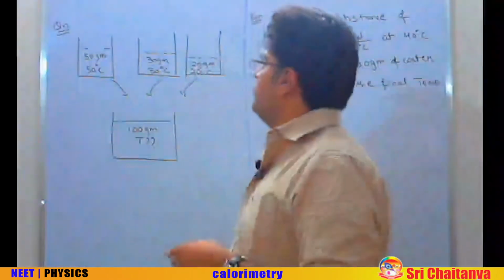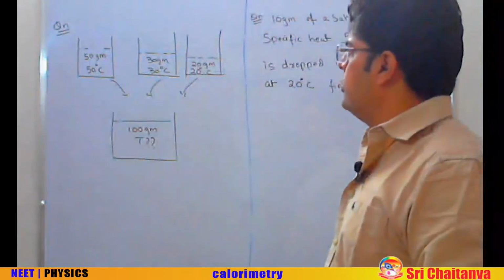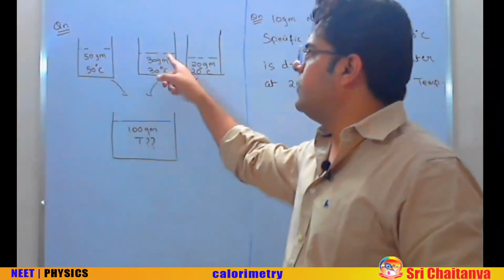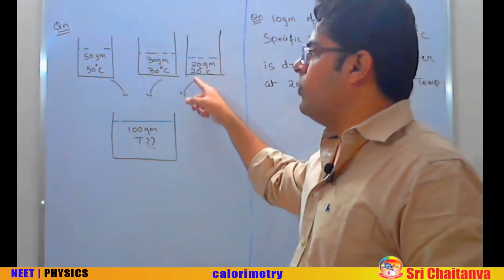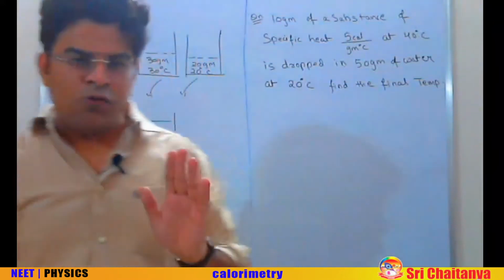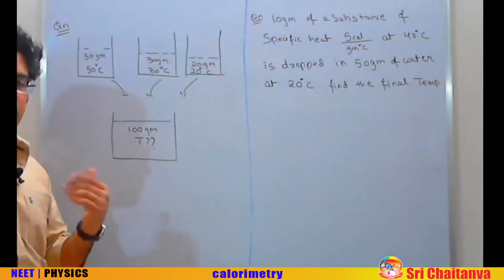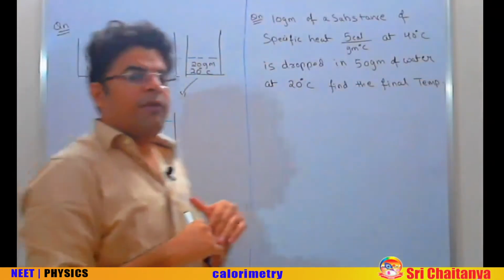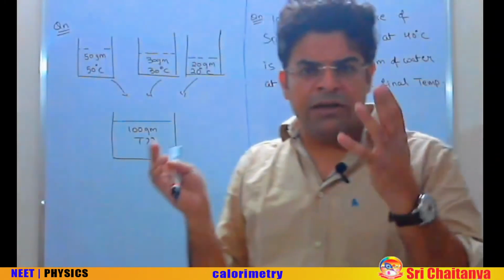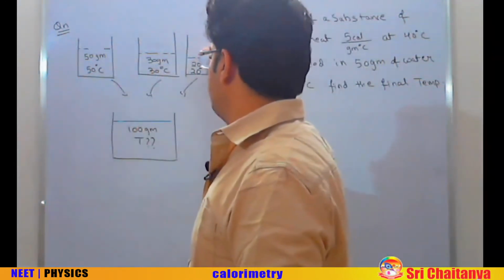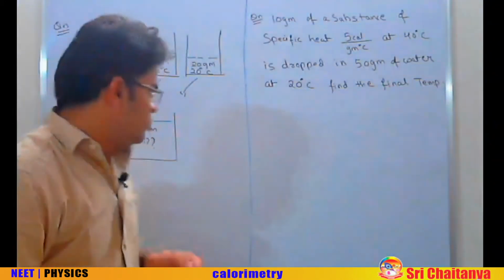So two questions for practice. Let's say we have got three containers containing water. 50 gram of water at 50, 30 gram of water at 30, and 20 gram of water at 20, and these three are mixed. We know that finally we are going to have 100 gram of water, but at what temperature? So since in this question they haven't mentioned whether heat has been given to the system or extracted, we will simply write heat given to 1 plus heat given to 2 plus heat given to 3 has to be equal to 0.